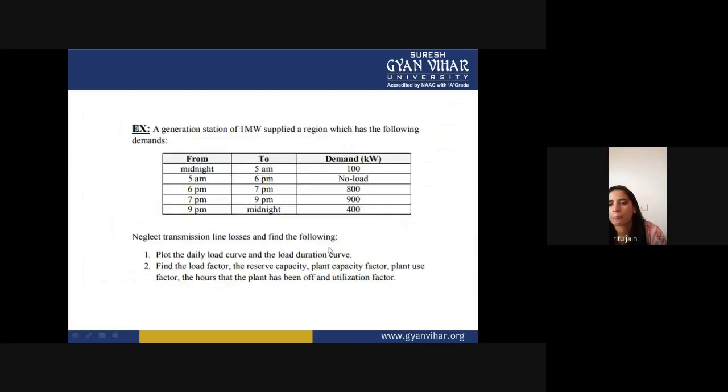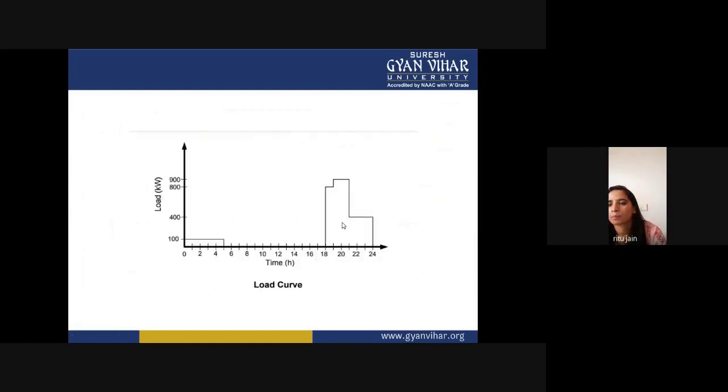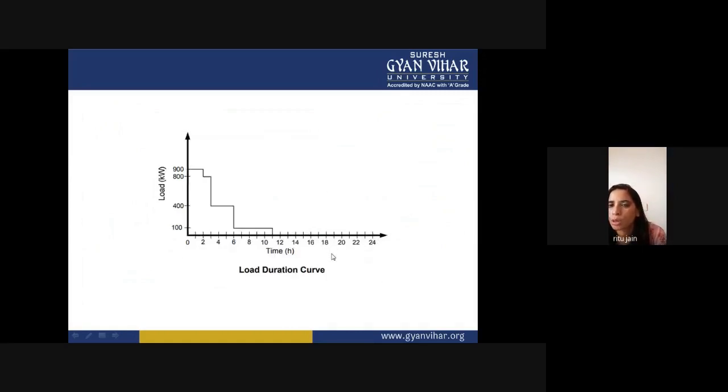Then 9 p.m. to midnight, it is 400 kilowatt. So from 9 p.m. to midnight, this is your 400 kilowatt load. So this is your daily load curve. You can easily draw it.